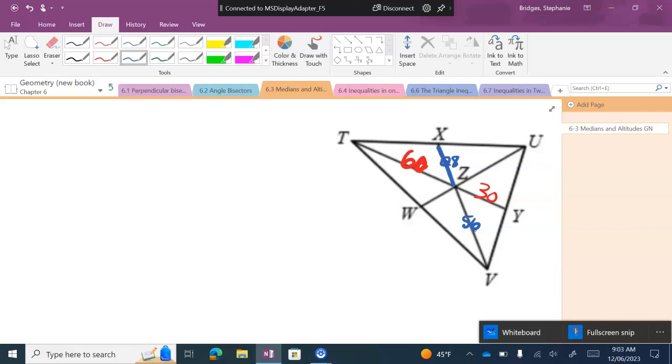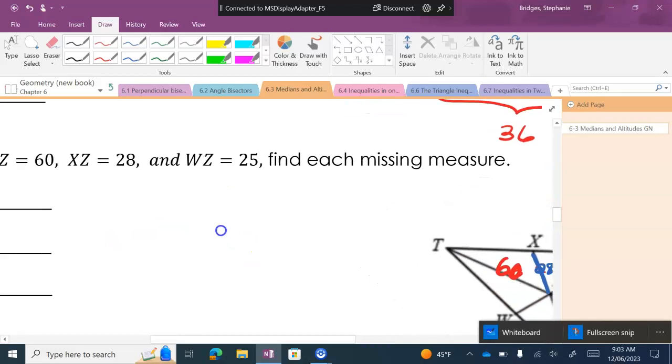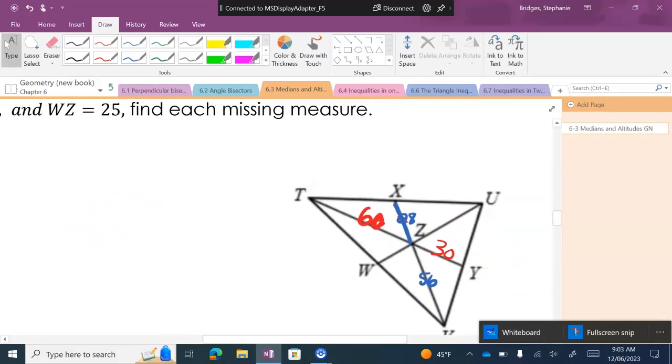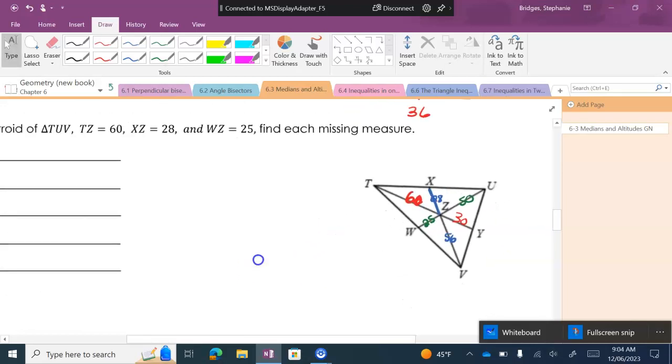Make a little bit of sense? Okay. All right, what's the next thing it tells me? All right, where's WZ? Okay, WZ is here. So that is 25. Is that the little piece or the big piece? The little piece. So what would the top part be? 50. All right, now go through and answer your questions.